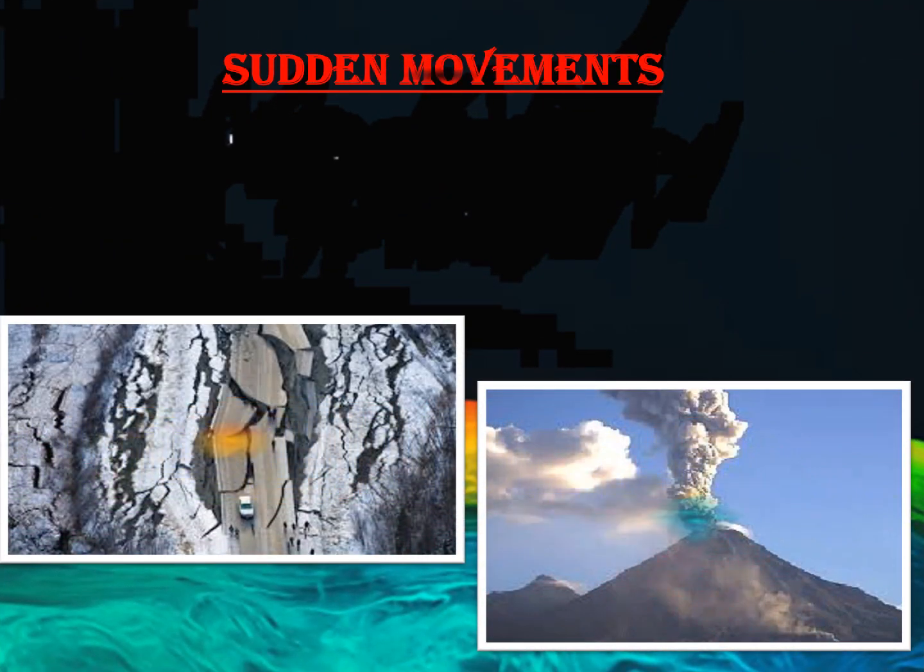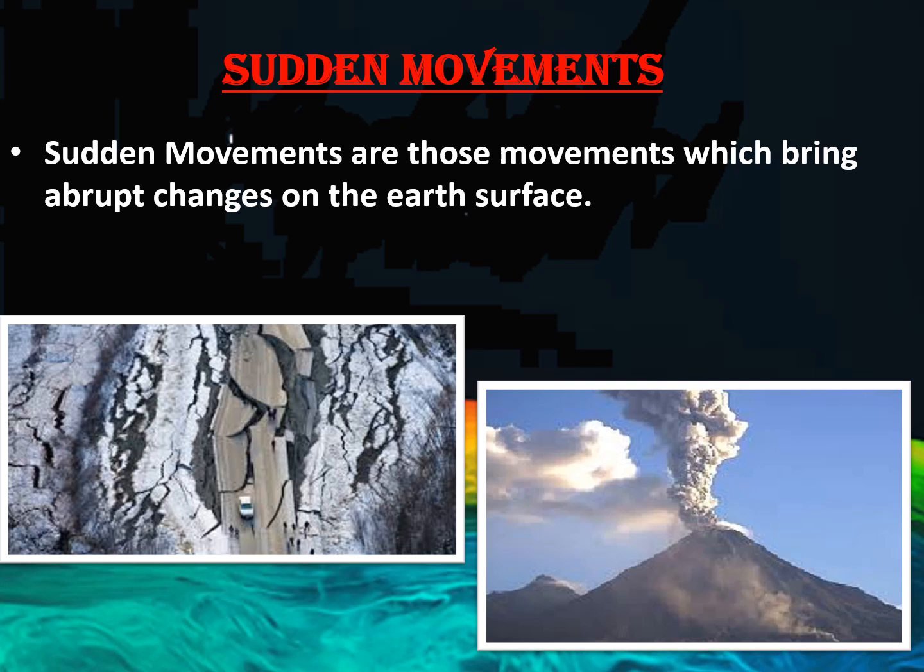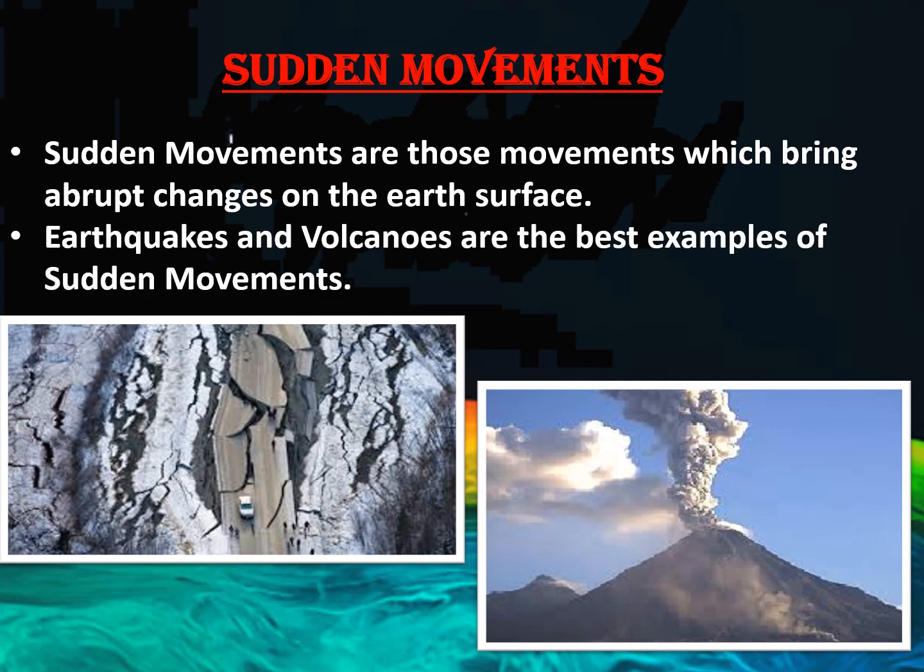Sudden movements are caused by sudden endogenetic forces coming from deep within the earth, which bring abrupt changes on the earth's surface. Sudden movements like earthquakes and volcanoes cause mass destruction over the surface of the earth. Earthquakes and volcanic eruptions are the best examples of these movements. The changes are so sudden that a part of land may be fractured, a river may change its course, and new land features may be formed due to lava eruption.